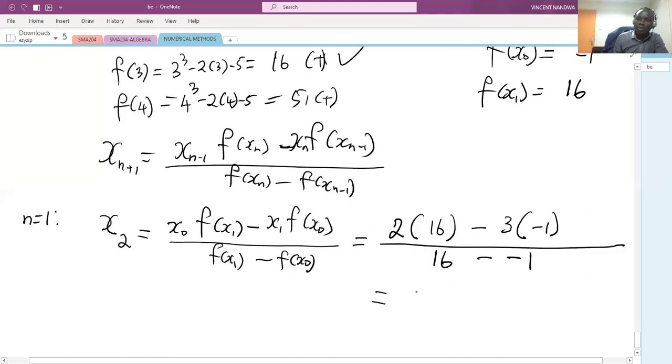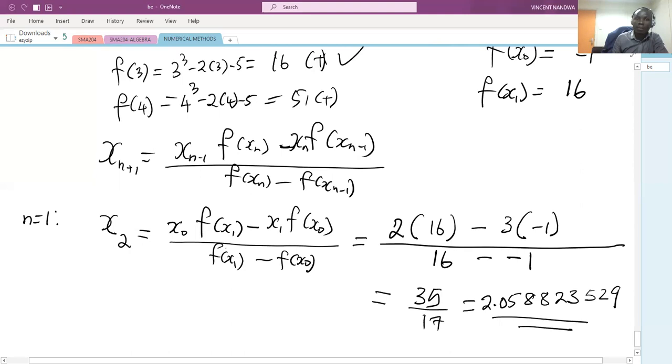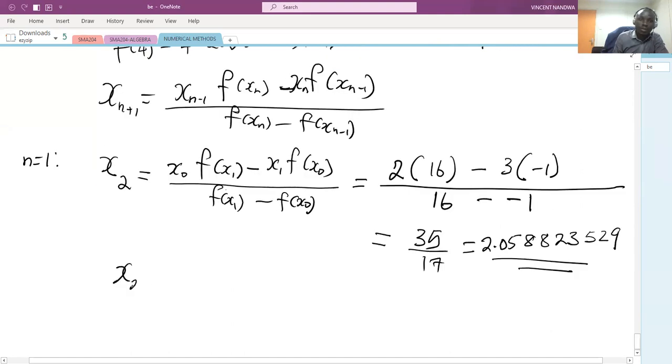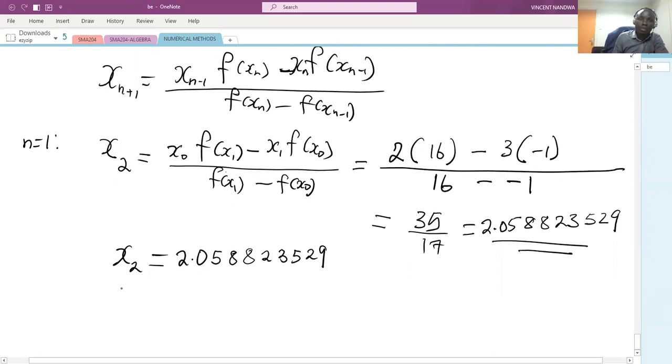So when you work out this one, you'll get 35 over 17, which is 2.058823529. So this is what we have as our x2. So immediately you get x2, then you find the value of the function at x2.